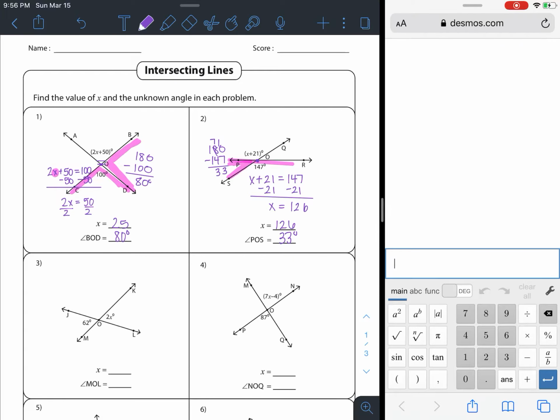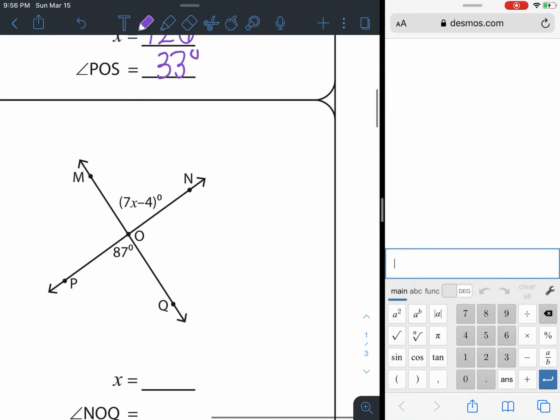Let's do one more together. Look at number 4. These two are diagonal from each other. They share that center and nothing else, so that makes them vertical. They are equal to each other. They don't equal 180, they don't equal 90, they equal each other. So we're going to take 7x minus 4 and set it equal to 87.